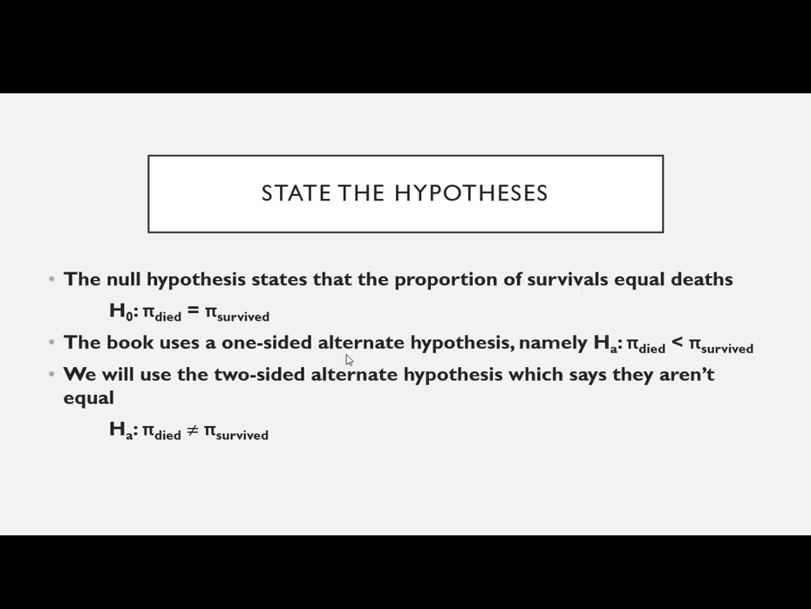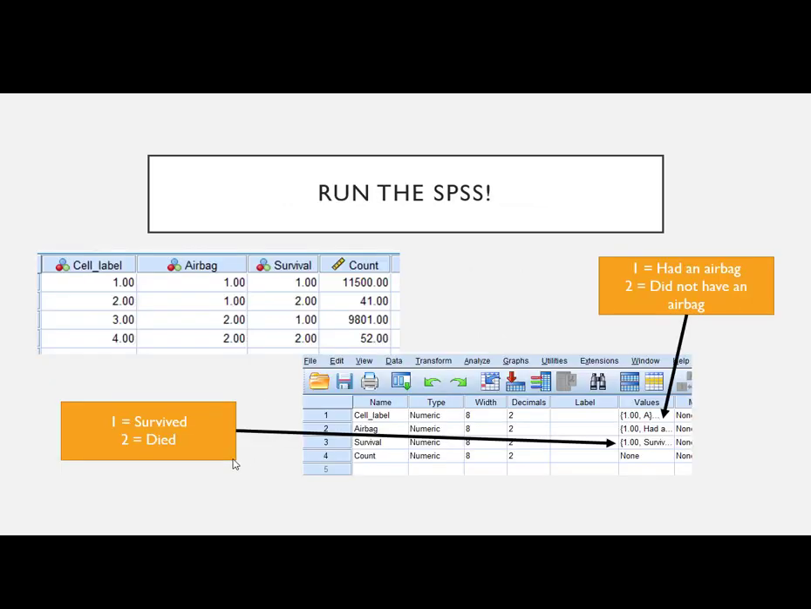So our null hypothesis states that the proportion of survivals is equal to the proportion of deaths. So those who died is the same as those who survived. Knowing what we know, in reality, in life, people with airbags most likely will survive more often than they will if they didn't have one. The book says the alternate hypothesis is that those who survived is greater than those who died. But we're just going to use a 2-sided alternate hypothesis, which says that they're not the same. Okay, so in SPSS, we do the same thing.